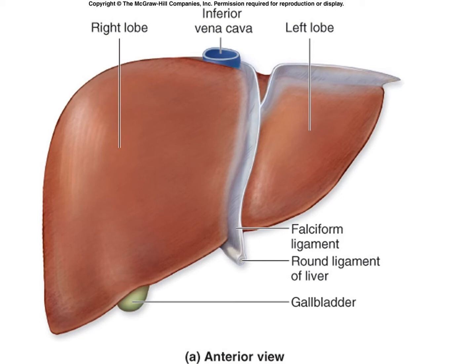The falciform ligament connects the anterior surface of the liver to the anterior abdominal wall. It forms a natural anatomical division between the left and right lobes of the liver. The second ligament, the round ligament of the liver, is the remnant of the umbilical vein that exists in the edge of the falciform ligament. It divides the left part of the liver into medial and lateral sections.